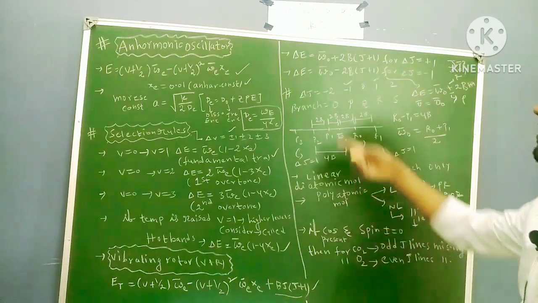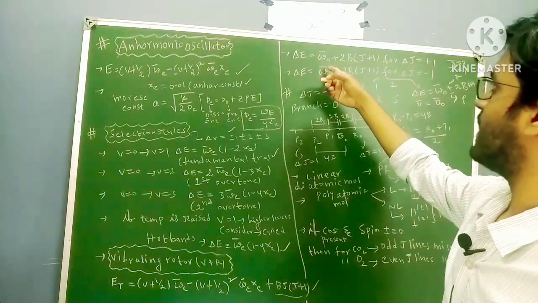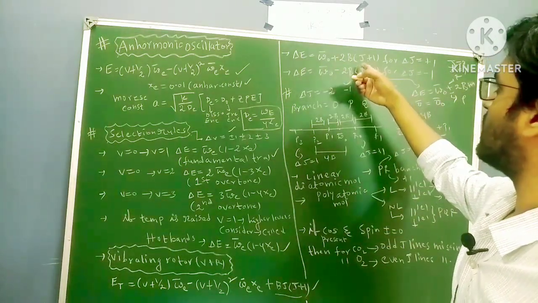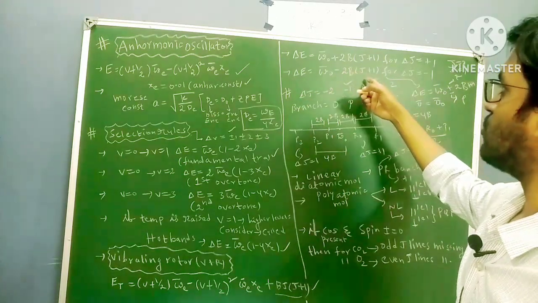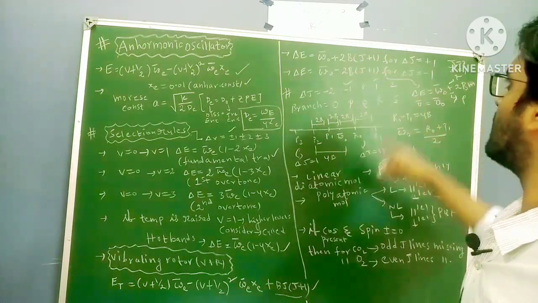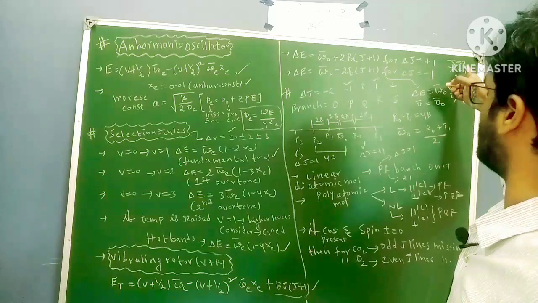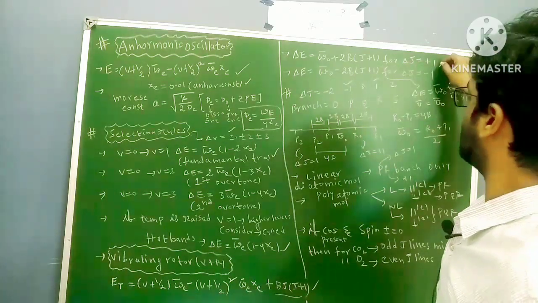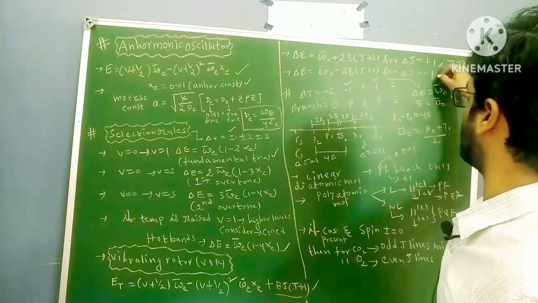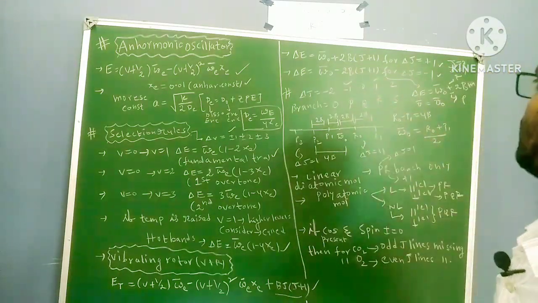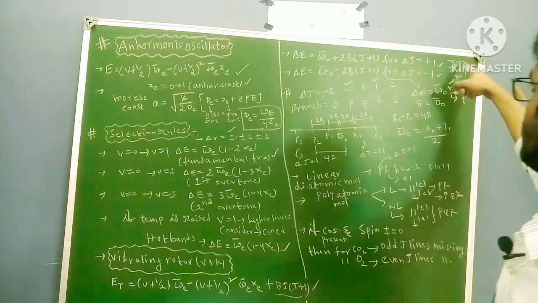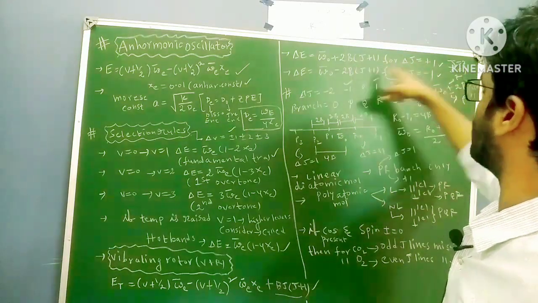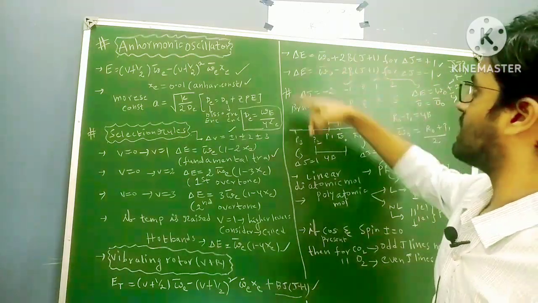Next one, the change in energy delta E equal to omega naught bar plus 2b into J plus 1. Delta E equal to omega naught bar minus 2b into J plus 1. Two formulas are there. You have to put J equal to 0 and J equal to 1 levels. Okay, for delta J equal to plus 1, you have to use this formula. For delta J equal to minus 1, you have to use this formula. Alright, so you have to put J equal to 0 value here, J equal to 1 value here, then you will get delta E values.